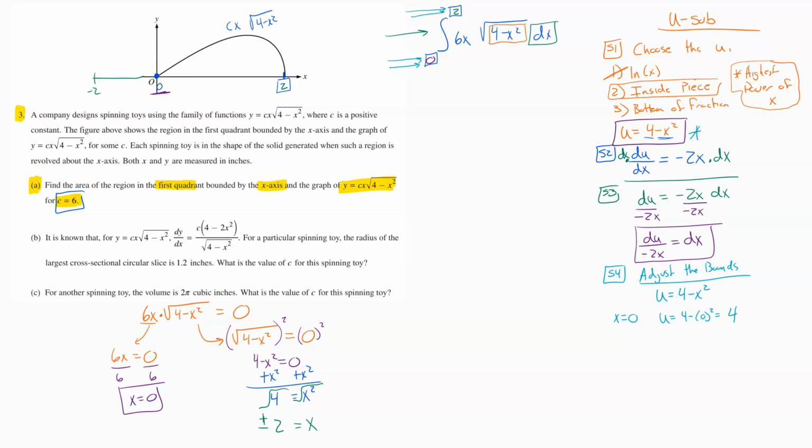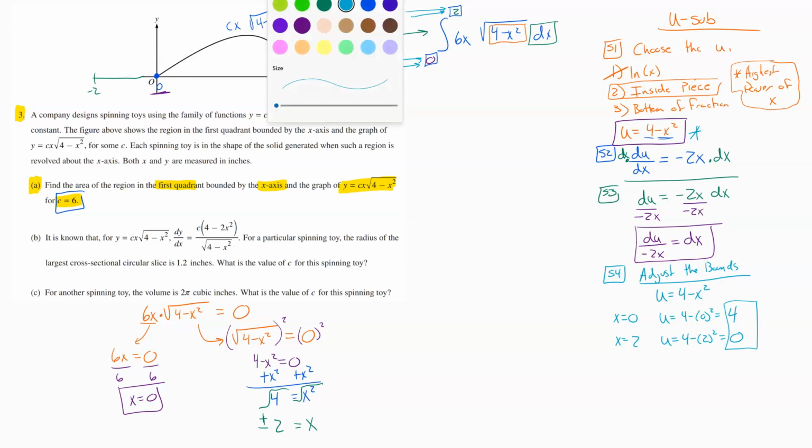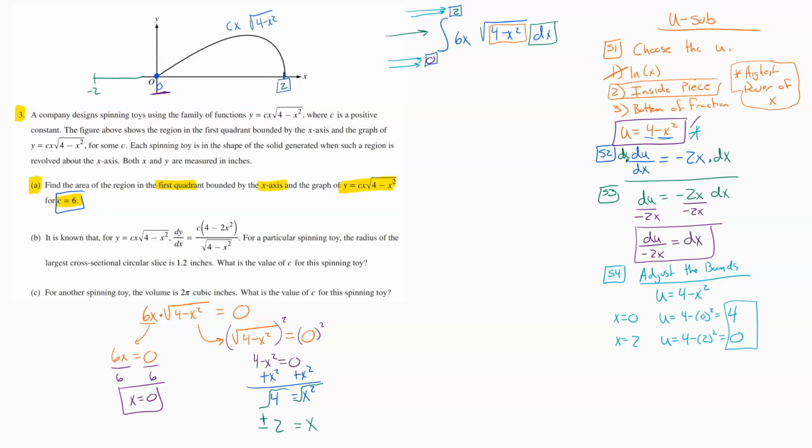And then I do the same thing for that upper bound up there. So when x equals 2, sorry, I was already doing the math in my head. When x equals 2, u equals 4 minus 2 squared. 2 squared is 4, so we get 4 minus 4. That equals 0. So these are now going to be our new bounds. After all that work, we are now ready to go back and actually do the substitution part of our u substitution problem. So we're going to come back up here and we're going to substitute in for u, we're going to substitute in for our dx, and we're going to substitute in for our bounds.